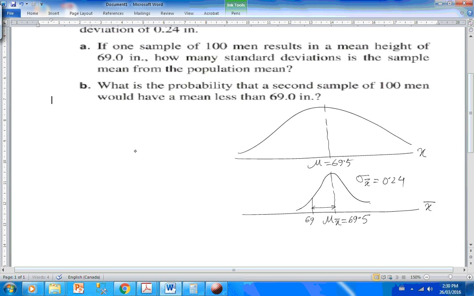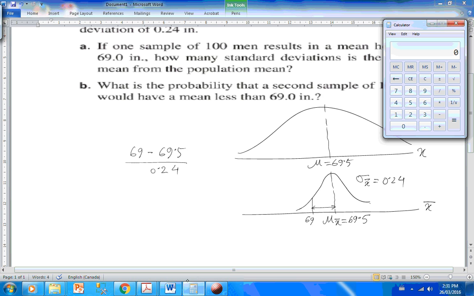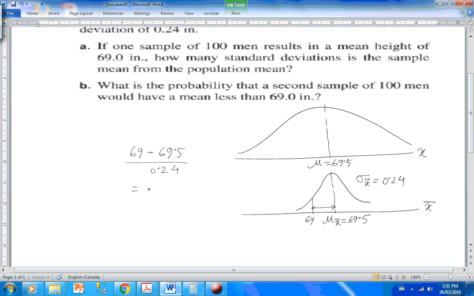We can figure that out by deducting 69.5 from 69 and dividing it by the standard deviation of the distribution of x bar, 0.24. If I bring out my calculator, on the numerator I have 69 minus 69.5, which gives me negative 0.5, and I'll divide that by 0.24, which gives me a value of negative 2.08 approximately. So I'll write down this equal to negative 2.08.